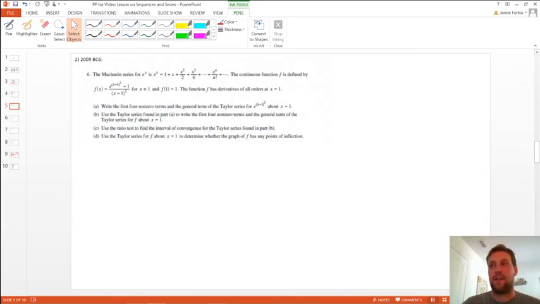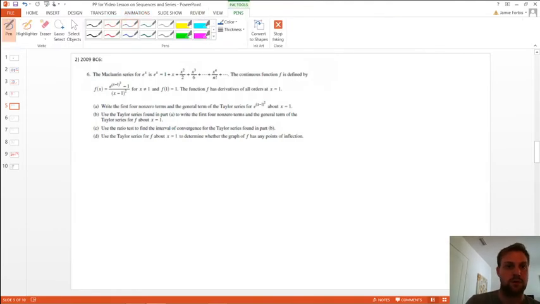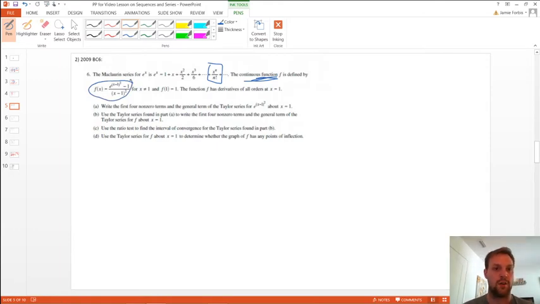So the Maclaurin series for e to the x. Now it's not requiring you to memorize it. Okay, it's actually telling you what it is. It's saying, all right, e to the x is equal to 1 plus x plus x squared over 2 plus x cubed over 6 plus, and we should hopefully know this by now, but here it's written for us. E to the x is just the summation of x to the n over n factorial from n equals 0 to infinity. All right, and it's also telling us that we have some continuous function f that's defined by this, which has e in it for every value but 1, and f of 1 equals 1.